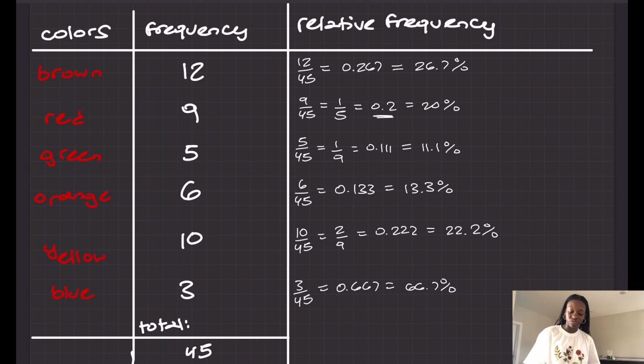So our relative frequencies are as follows: 26.7% occurrence of brown, 20% occurrence of red, 11.1% occurrence of green, 13.3% occurrence of orange, 22.2% occurrence of yellow, and 6.7% occurrence of blue. So those are our relative frequencies, and this is a question that we did completely without knowing anything. We were just given all the data set and we had to figure it out ourselves.